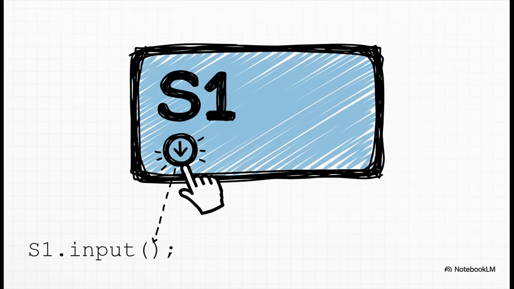And once S1 exists, you can actually start making it do stuff. You use this little dot operator to access all of its public functions. So when you write s1.input, it's exactly like you're pushing the input button on your brand new student object, telling it, hey, run your input instructions.